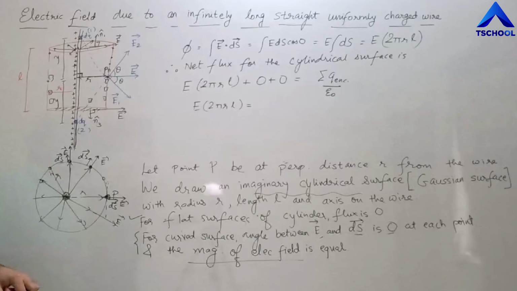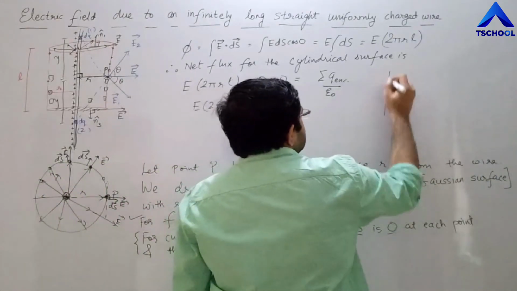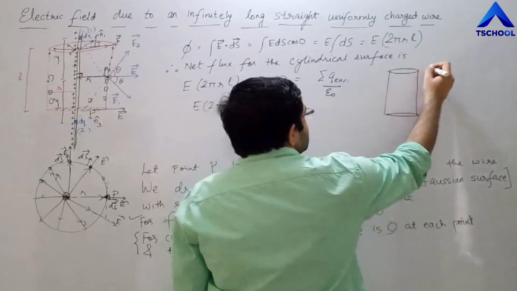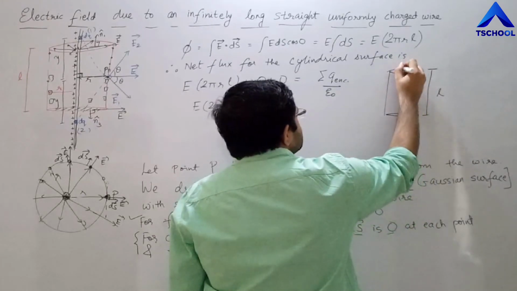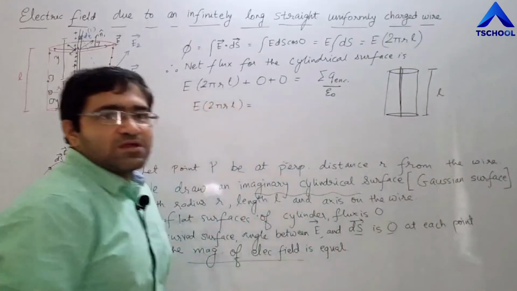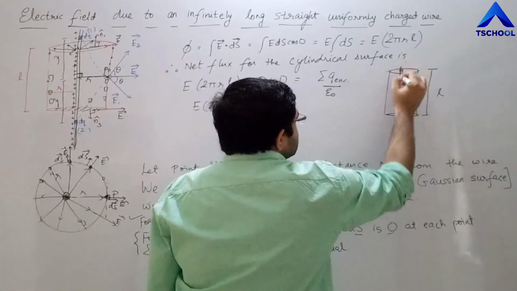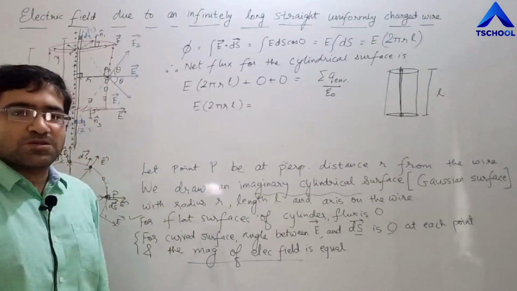How much charge is enclosed inside the cylinder? To make it clear once again, let me draw a new diagram. We have some cylinder of length L, and there is a wire on its axis like this. So how much charge is inside this cylinder? We should take the charge between these 2 points, between the 2 ends.